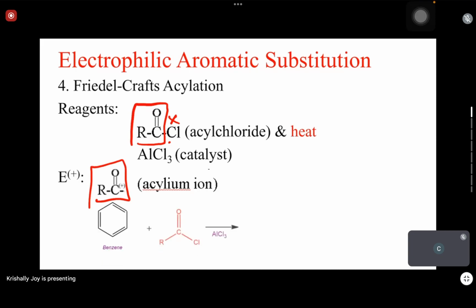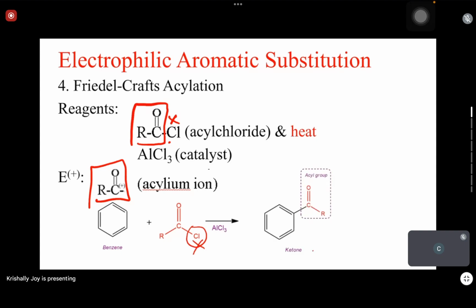Halimbawa, in this general reaction, you have an acyl chloride. Tanggalin niyo yung chloro. Palitan niyo yan ng benzene ring. That is now the product.